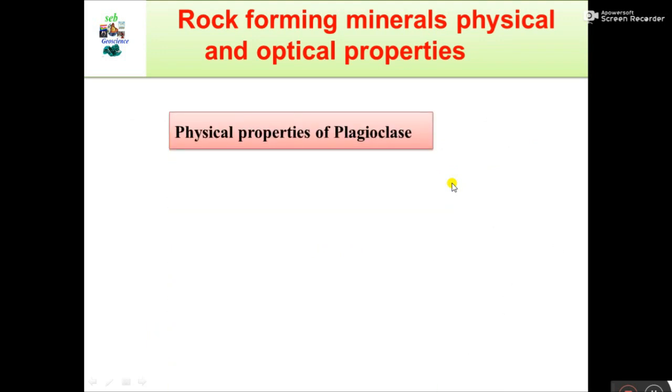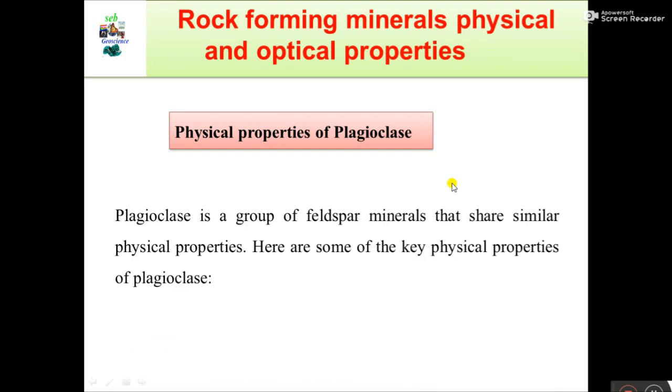Having discussed the general definition of plagioclase, we can discuss the physical properties of plagioclase. Plagioclase is a group of feldspar minerals that share similar physical properties. Here are some of the key physical properties of plagioclase.